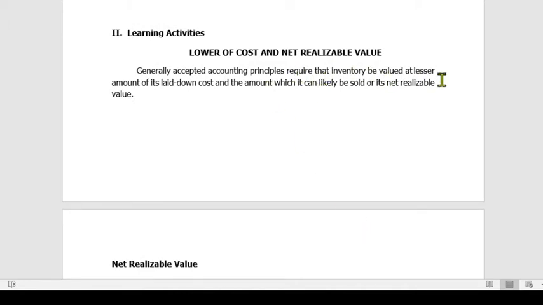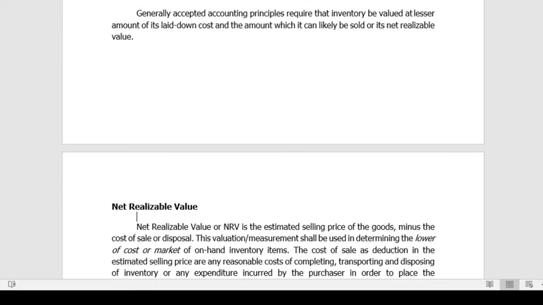GAAP requires that the inventory be valued at the lesser amount of its laid down cost and the amount which it can likely be sold, or its net realizable value. There is no problem when the reflected cost of inventory is always lower than its net realizable value. Kasi kung laging mas mababa yung cost compared to its net realizable value, you don't need to adjust in your financial reporting. You don't need to make adjusting entries to reflect the net realizable value because the cost reflected in your financial statement is always lower compared to the net realizable value.